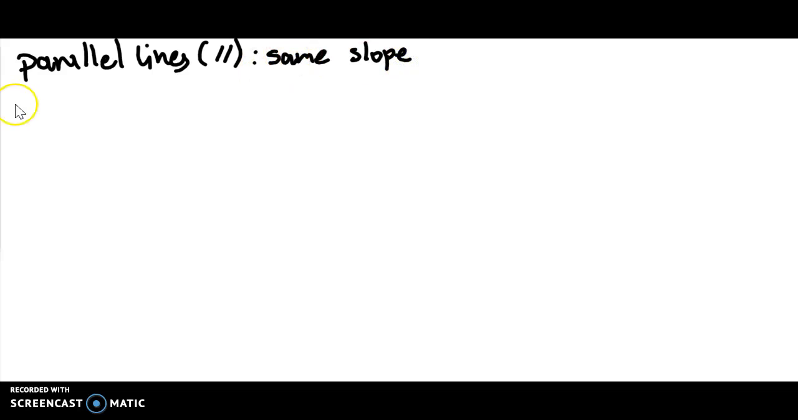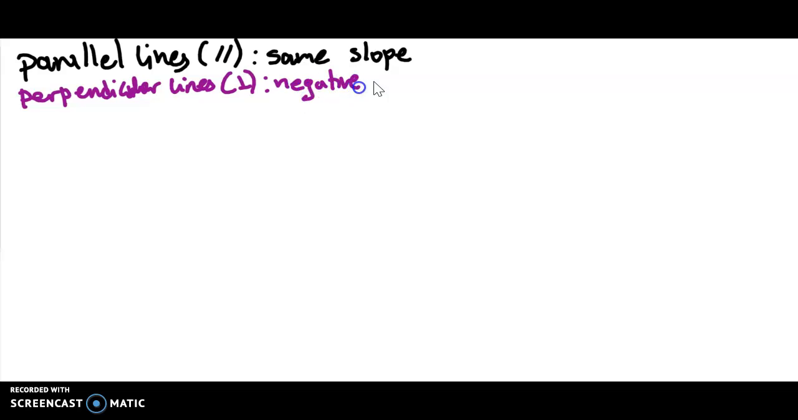And then we're talking about perpendicular lines also. The symbol for perpendicular lines, it's an upside down T. And for perpendicular lines, we have the slopes that we call negative reciprocals of each other. Negative reciprocals of each other. Some people call them opposite reciprocals, same thing.